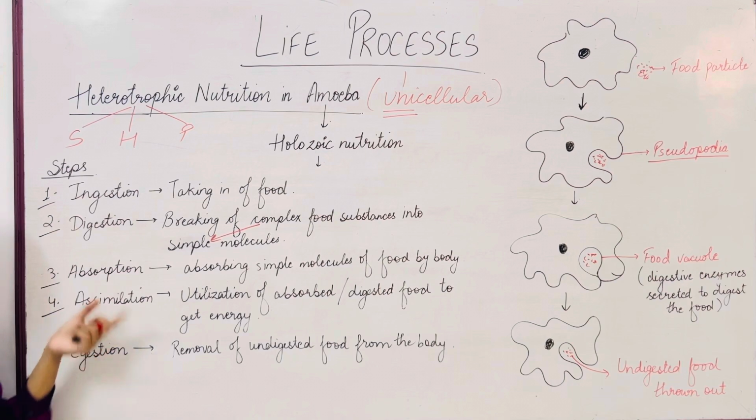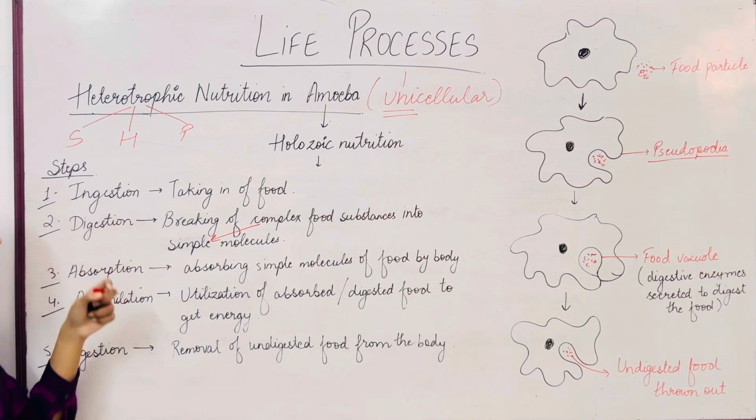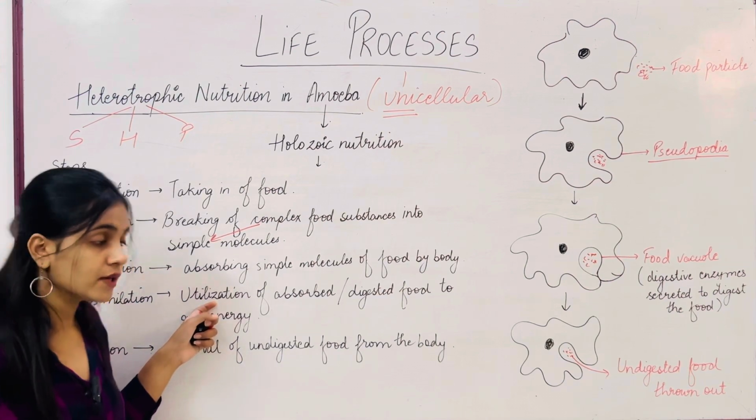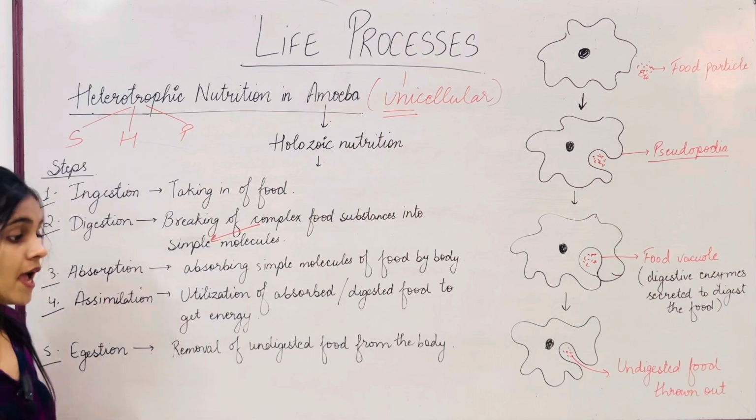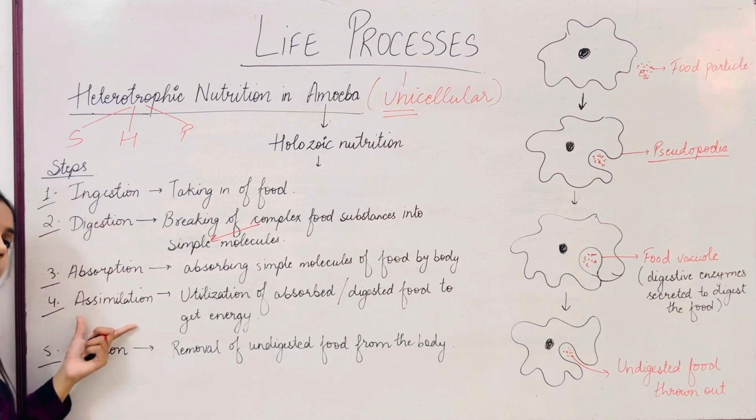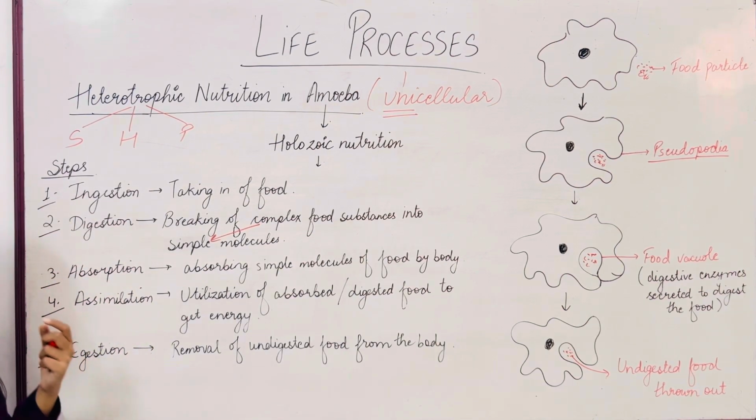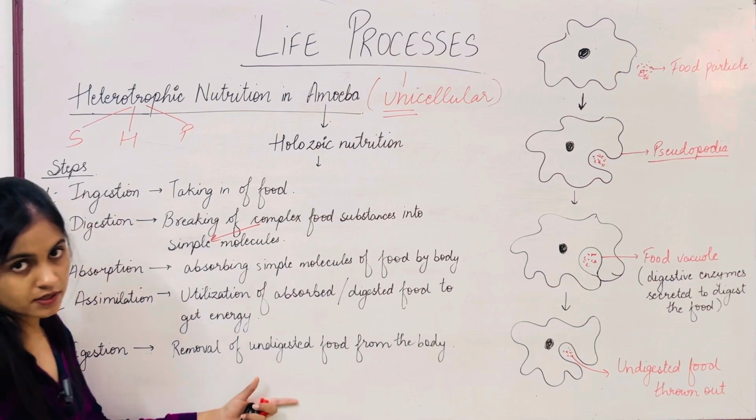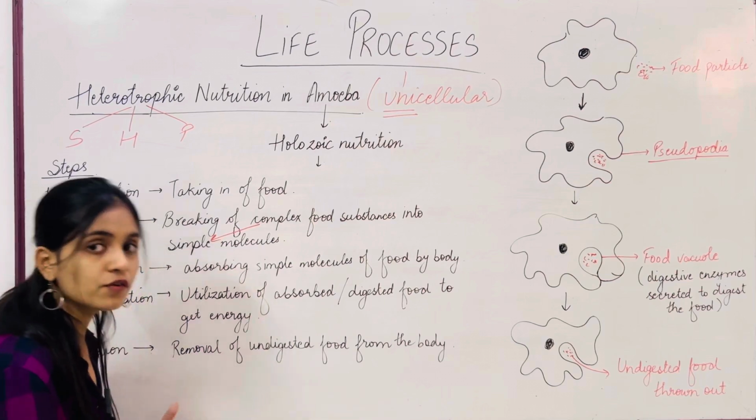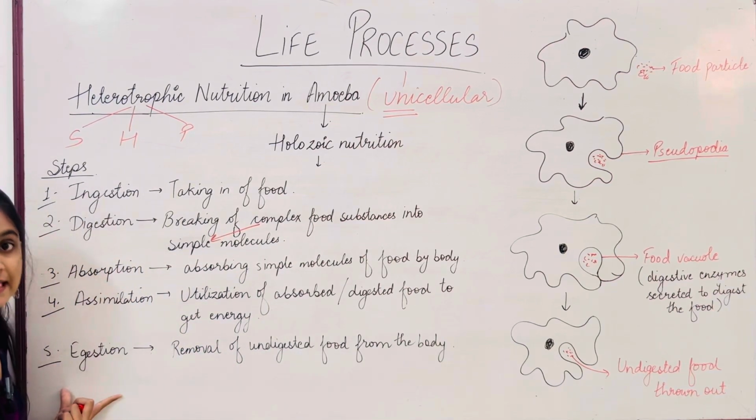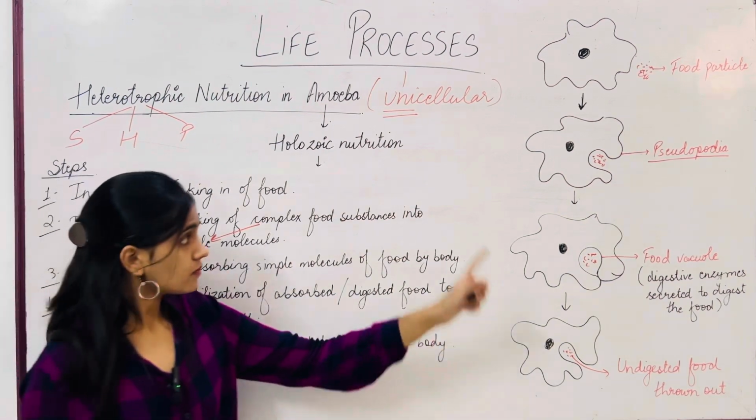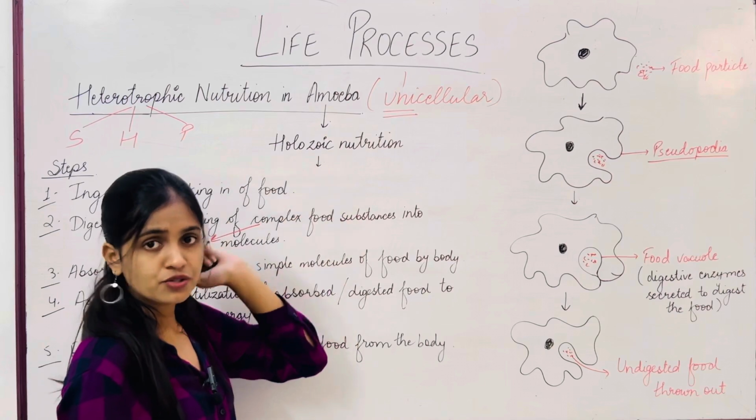Now assimilation. See, the food is ingested, we have digested it, the food is absorbed also. But it has to be utilized by the body, so that it can give us energy, energy for our growth, for our development, for the repair of cells. So now the body has used the food. Now there is some food left which is undigested, meaning it cannot be digested further. So this undigested food needs to be removed from the body. That process is known as egestion. So now I'll be relating these 5 steps with amoeba, because in amoeba holozoic nutrition takes place.